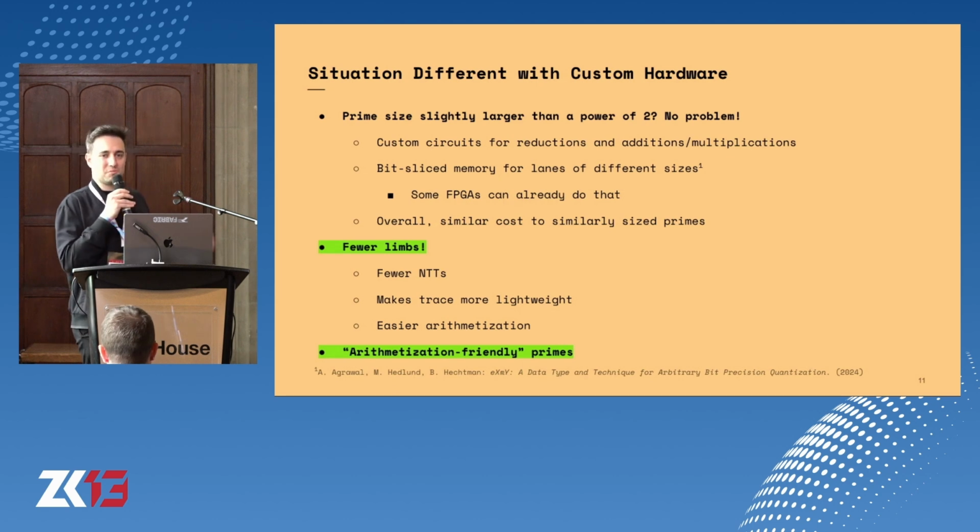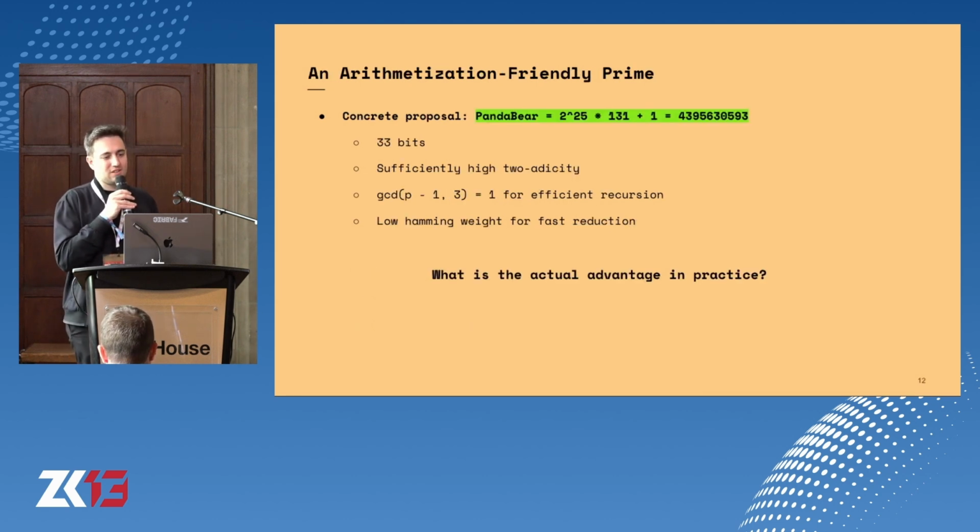And this brings me to this term of arithmetization-friendly primes. So that's a concrete proposal. I found it pretty quickly with a Sage script, I think after 10 minutes or something, just setting the properties below. So that's a 33-bit prime.